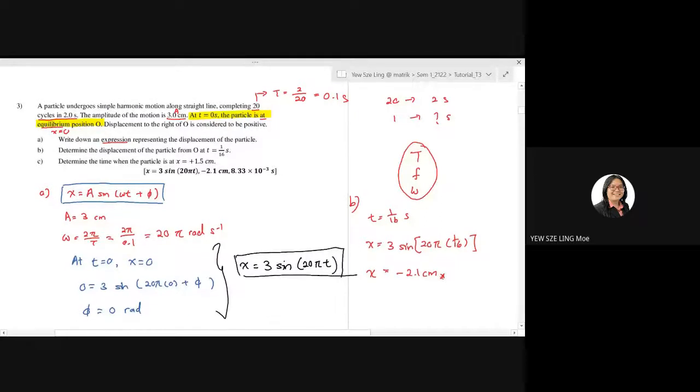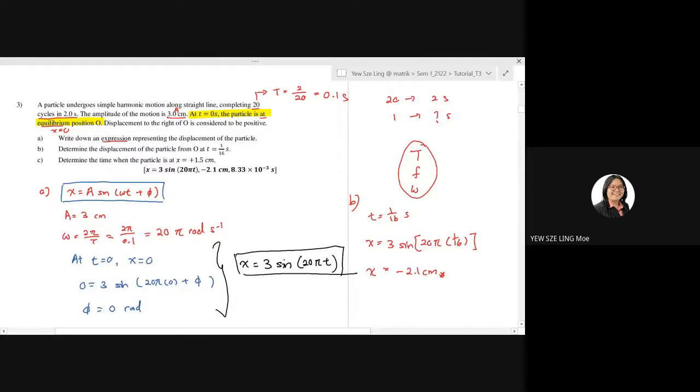That's it. So when you already have the equation, and the question asks you to determine the displacement at a given time, basically you just have to plug in the value.